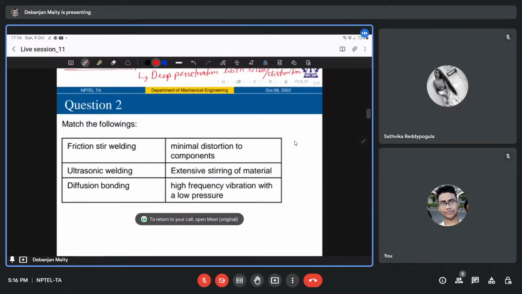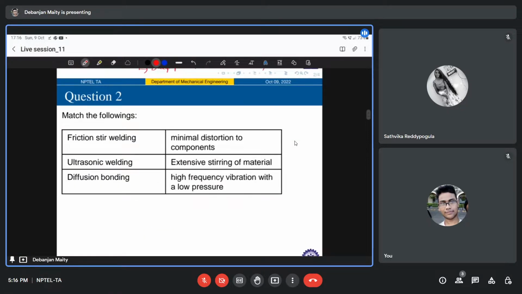Let's move to the next question. It says again we need to match the following. There are three techniques: friction stir welding, ultrasonic welding, and diffusion bonding. As I was saying, in friction stir welding, heat generation happens by friction, where there is applied pressure or extensive stirring of the material.